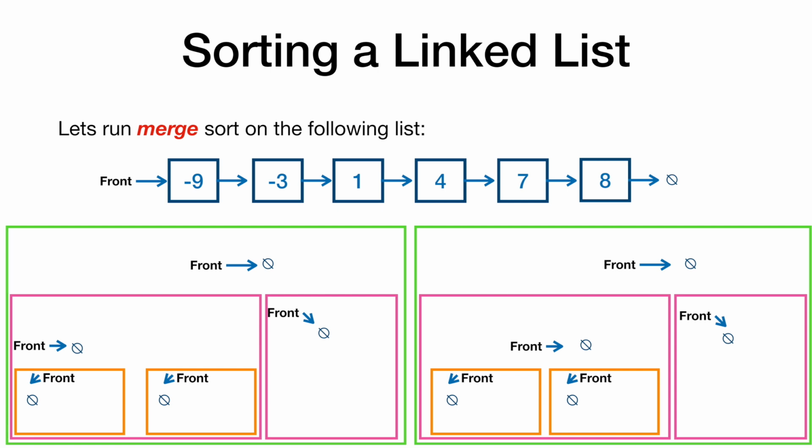Okay, so that's sorting with linked lists. The one we didn't go over was bubble sort with linked lists. So that's something you might want to do on your own, just to see if you can try and simulate sorting using bubble sort on one of these examples.